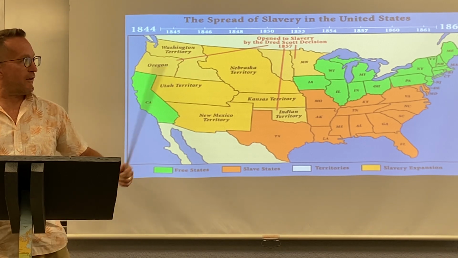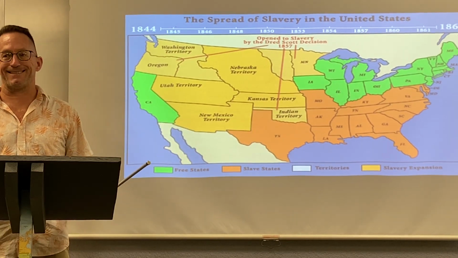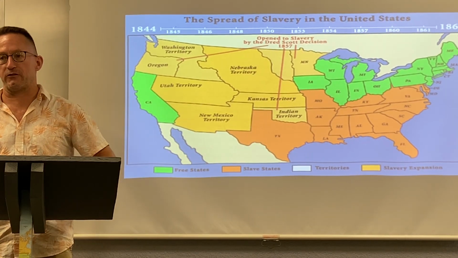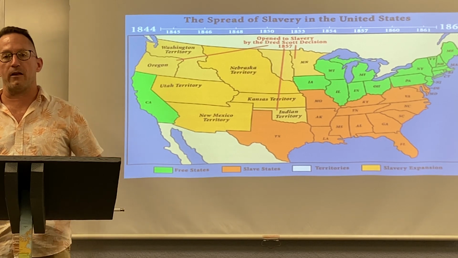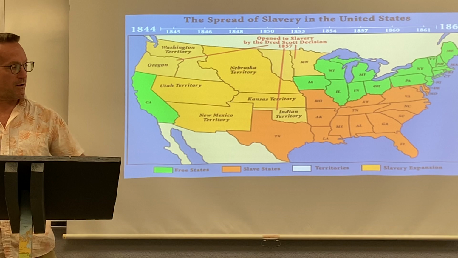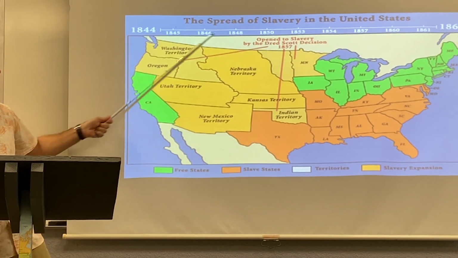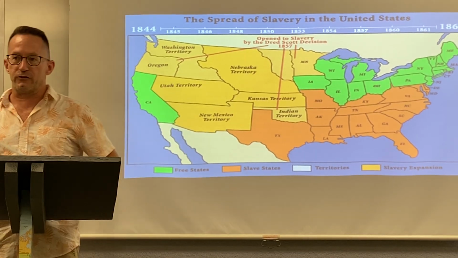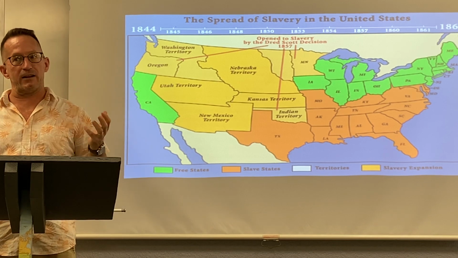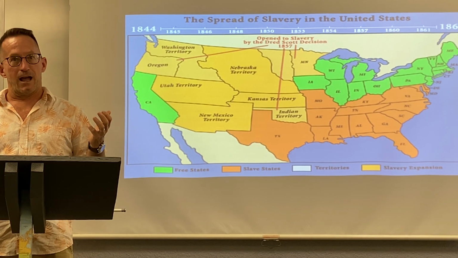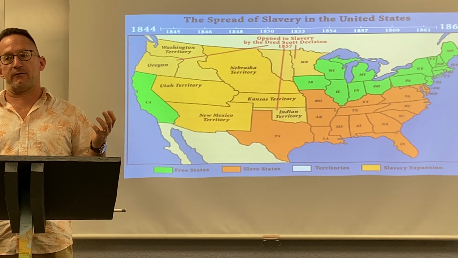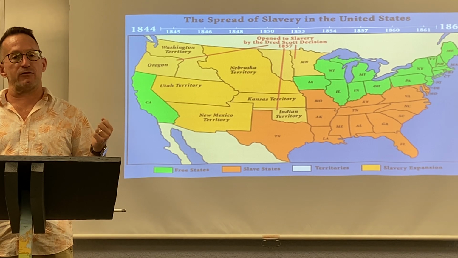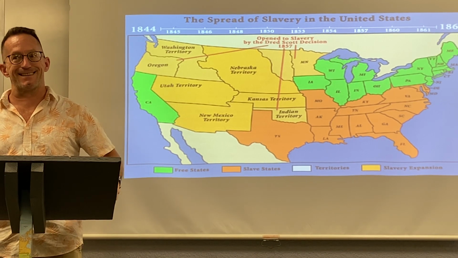The green states, the northern states, were free states. Slavery was illegal. These orange states are the southern states where slavery was practiced. The southern states knew that as America grew, all these are territories and not states yet. The southern states were concerned that as the United States grew, there would be more free states than slave states, and then slavery would be abolished. So the South was really concerned and trying to make sure that slavery existed.